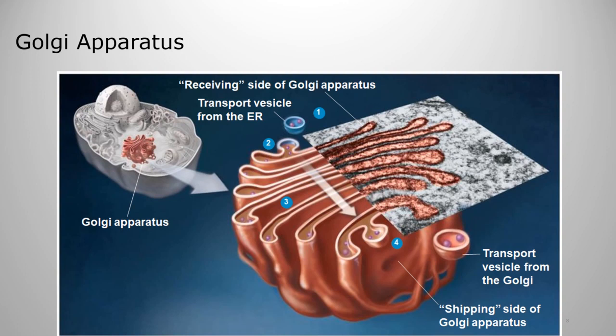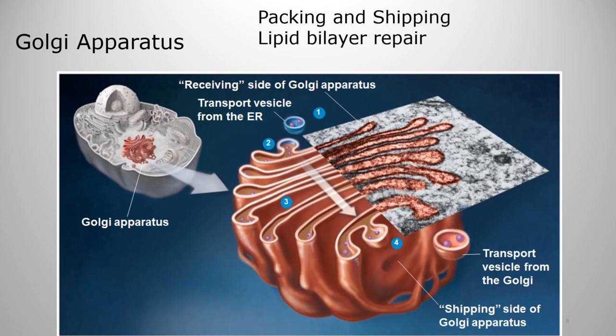A protein that's contained in one of those vesicles from the rough ER enters on the receiving side of the Golgi. As it passes through the Golgi, it gets labeled for its final destination, and then it gets popped out the other side, the shipping side, in a new transport vesicle. The Golgi makes vesicles for other reasons too. Some vesicles don't contain proteins, and they leave the Golgi and get inserted into the lipid bilayer for repair. And some of them actually turn into our next organelle, which is called a lysosome.